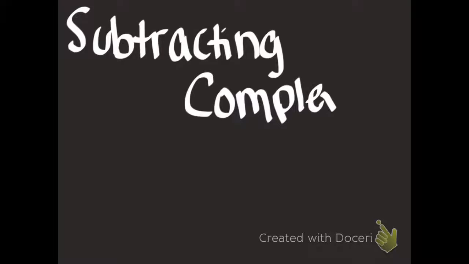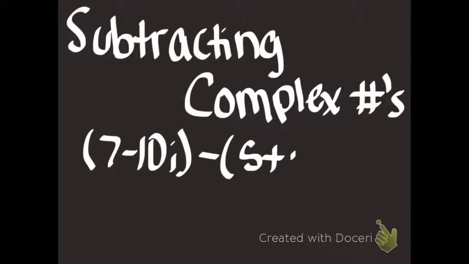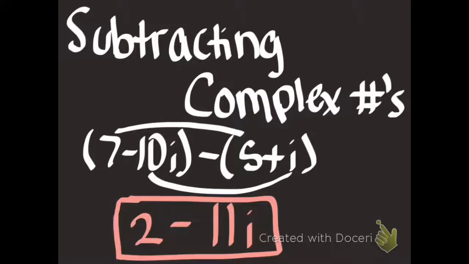Next is subtracting complex numbers. The equation is 7 minus 10i minus 5 plus i. Make sure you distribute the negative into the next parentheses and you get 2 minus 11i.